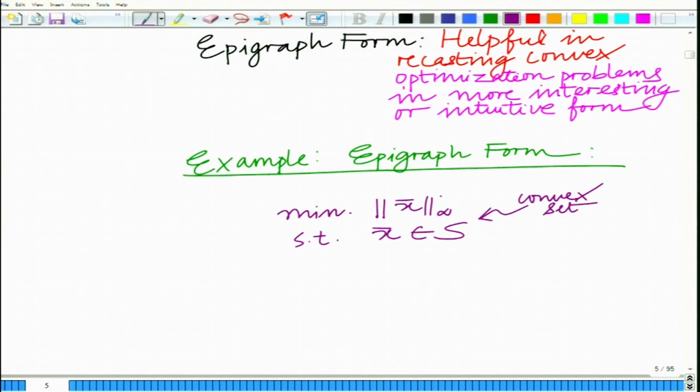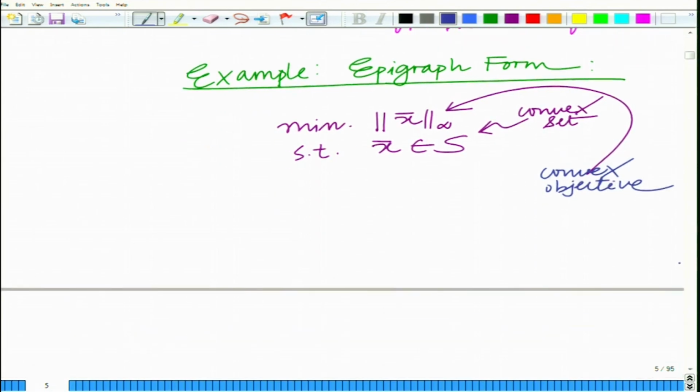Now look at this: if the set is convex, the constraints are convex, and remember this is a norm, the infinity norm, which is a convex norm. So, this objective is a convex objective, and therefore, this is in fact a convex optimization problem.